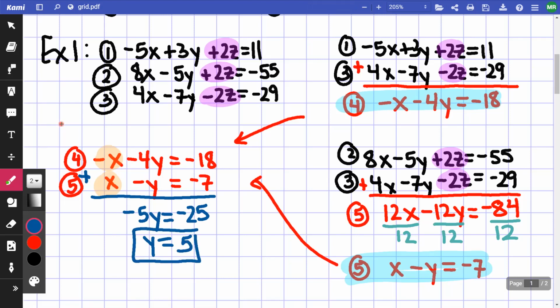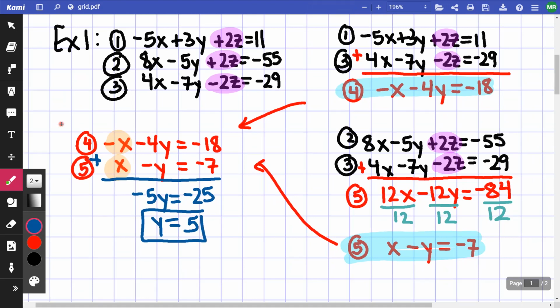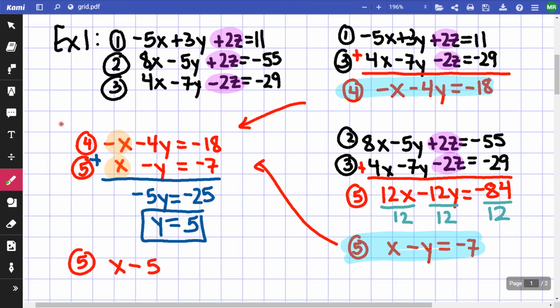But I'm not done with this system yet, because the red system, 4 and 5, had an x. So I'm going to substitute that into either equation 4 or 5. I'm thinking 5. So I'm going to put it into 5. So x minus 5 equals negative 7. And when I solve that, when I add 5, I get x equals negative 2. So I have my x and I have my y.